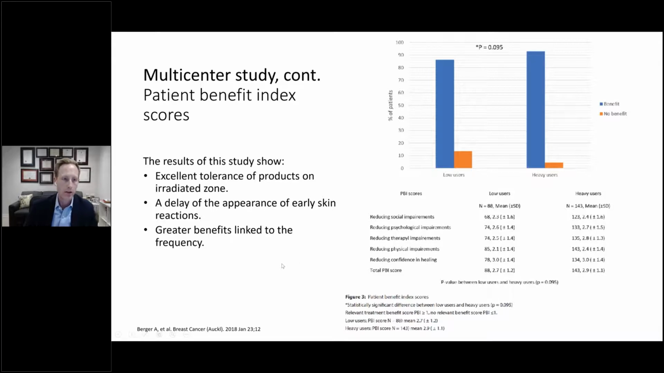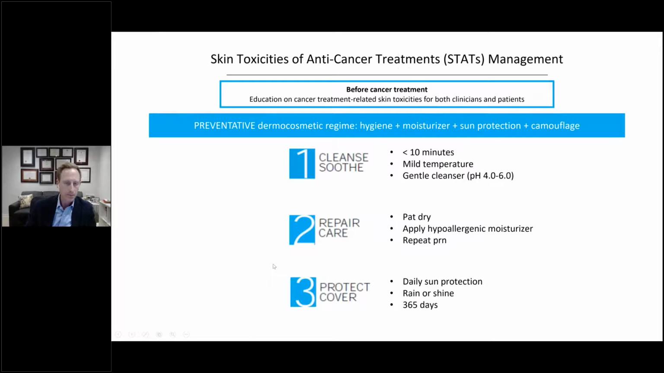So the study really showed that there was excellent tolerance of products. There was certainly delayed appearance of early skin reactions, and there was a greater benefit linked to the frequency of use. So that's why, based on these two papers that were really high quality and well done, we wanted to kind of simplify it even more and implement just a very simple strategy of cleansing, moisturizing, and protection.